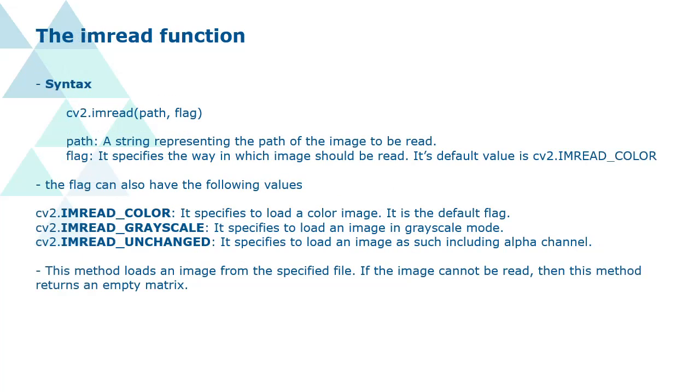Let's discuss the function imRead. The syntax of this function is as follows. First you write cv2, which is the OpenCV library, and the number 2 indicates the version of this library. Then .imread, this is the name of the function, and it has two parameters, the path and the flag. The path parameter is a string that represents the path of the image to be read. And the flag parameter specifies the way in which the image should be read.